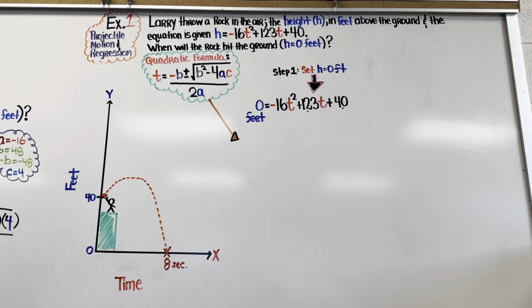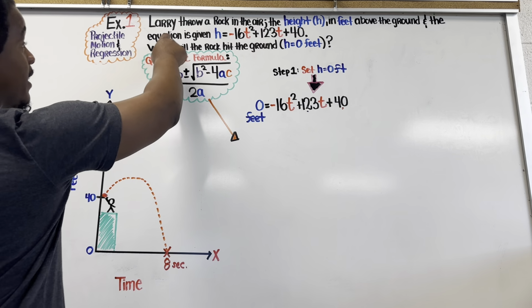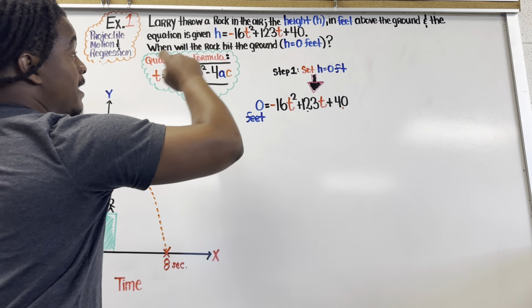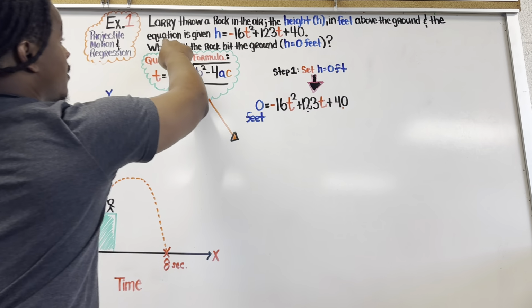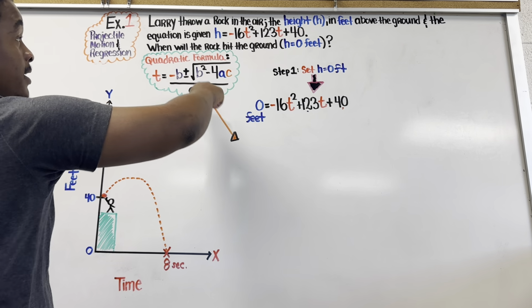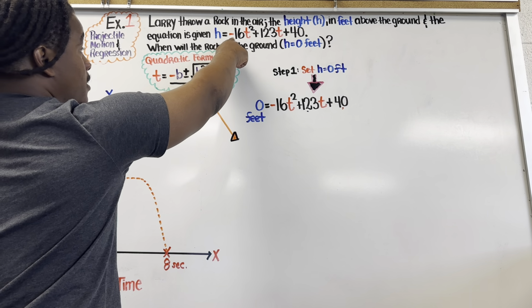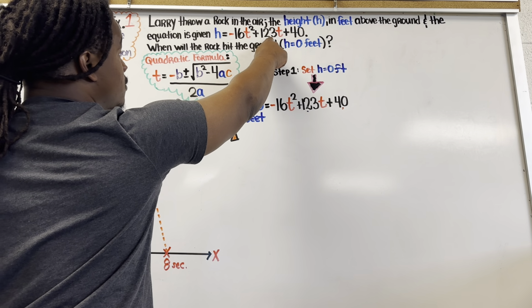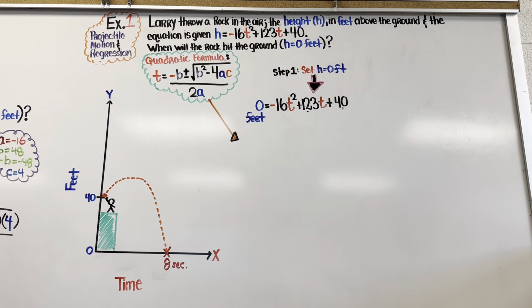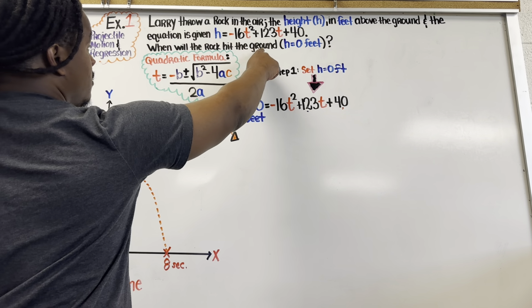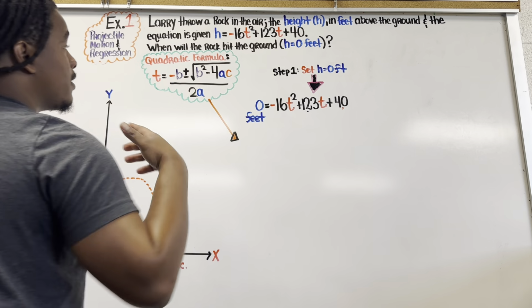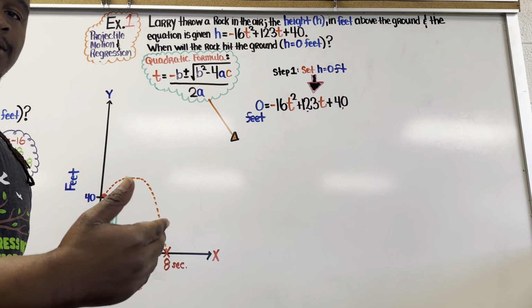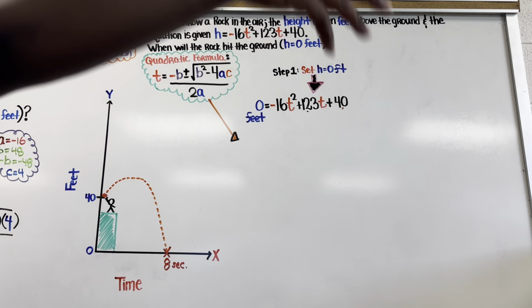So in this particular situation, there's a guy named Larry, and he throws a rock in the air. The height, which is represented by h, is in feet above the ground. The equation of the projectile motion is h equals negative 16t squared plus 123t plus 40. The question they want to solve is when will the rock hit the ground. The ground is, of course, a height of 0 feet. So they want to know how many seconds it will take for the rock to be thrown and to hit the ground.